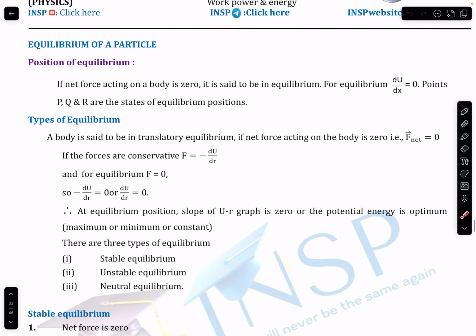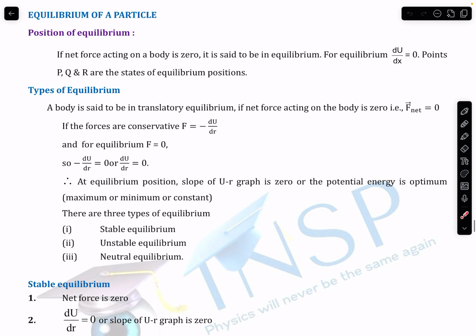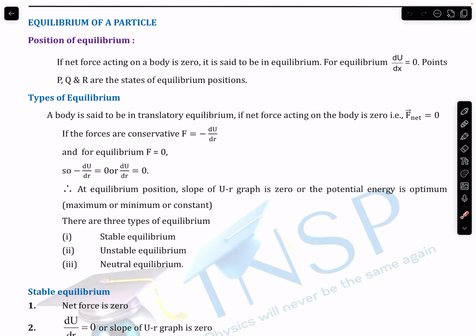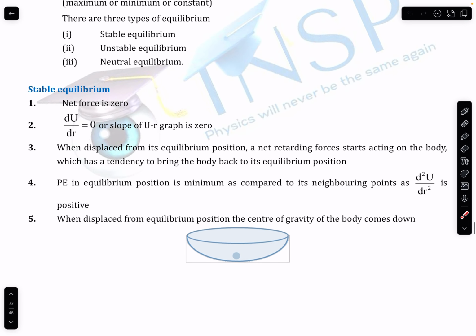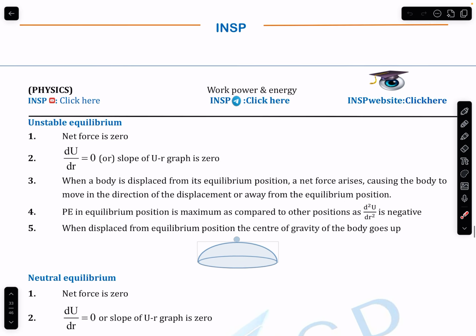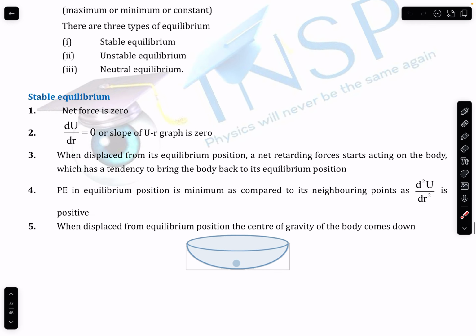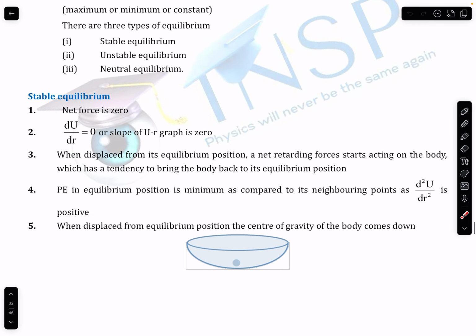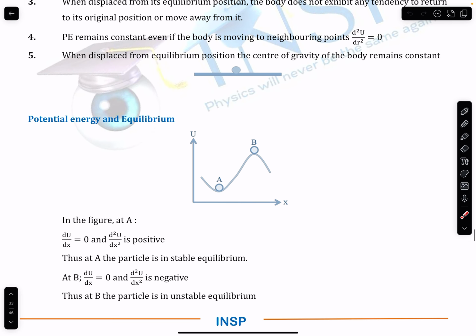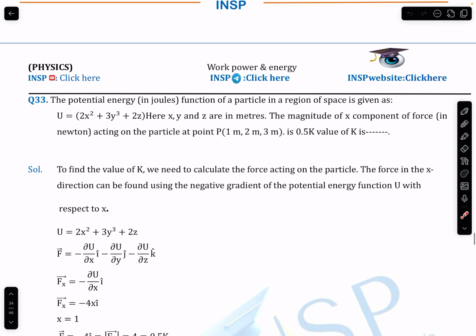Then equilibrium wise, stable, unstable, neutral. In the classes, it has been covered at very much depth. Here again, we'll quickly revise from the mains point of view. You can see here all information is provided for a stable, then unstable, and then neutral equilibrium, and potential energy and its equilibrium here. Okay, we cover it through radius of curvature also, and this problem is good.